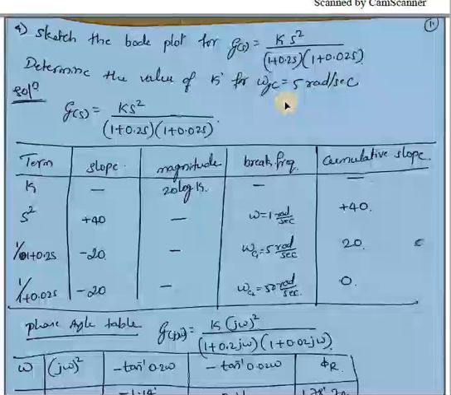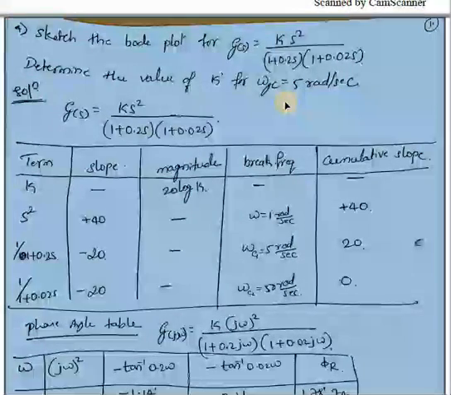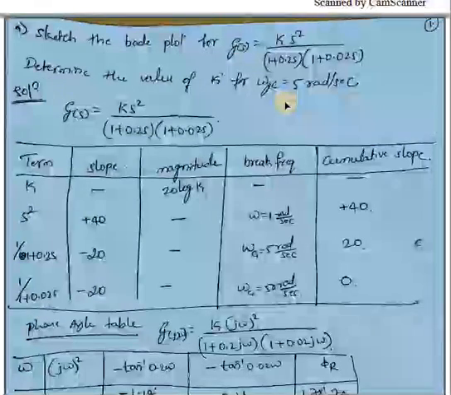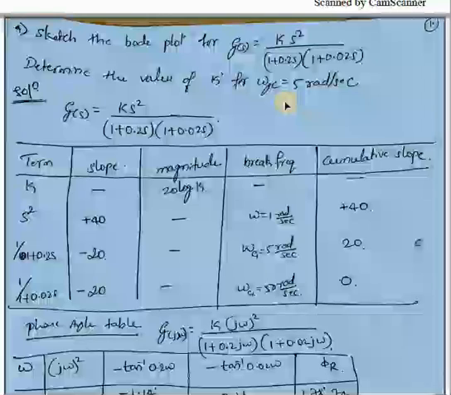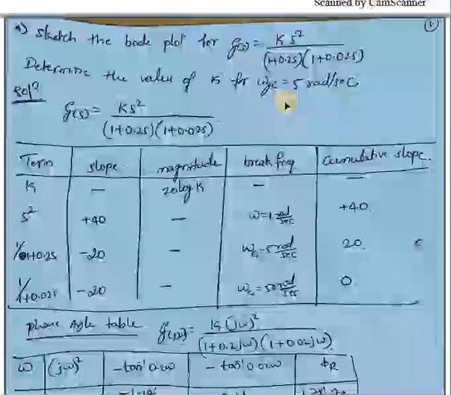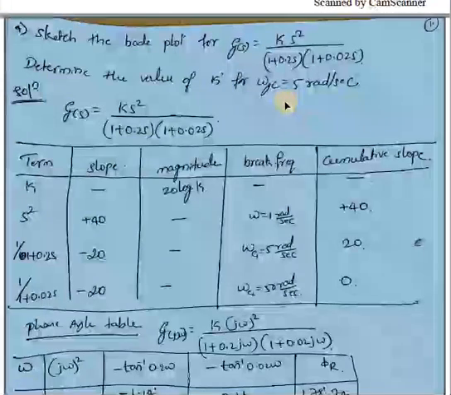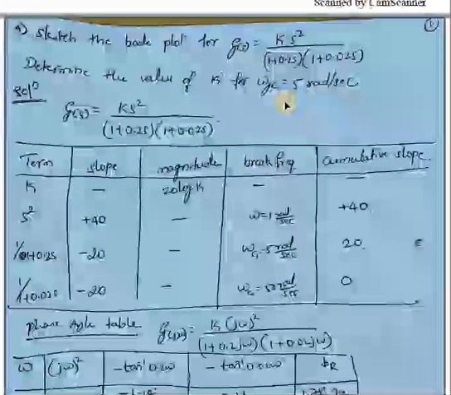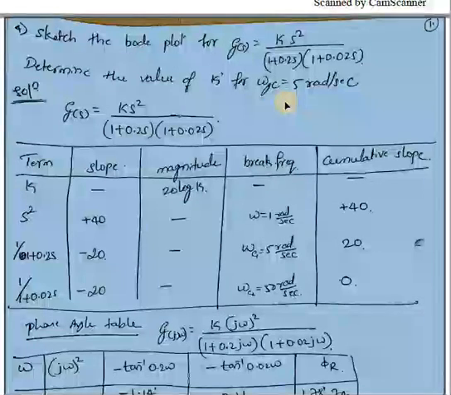In the previous problems we were asked for the gain margin, phase margin, omega gc and omega pc, where K was known. But here K is unknown. So to have omega gc as 5 radian per second, what will be the value of K? That is the given question. First we'll construct the table itself.